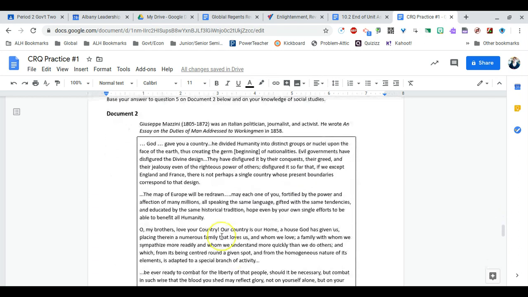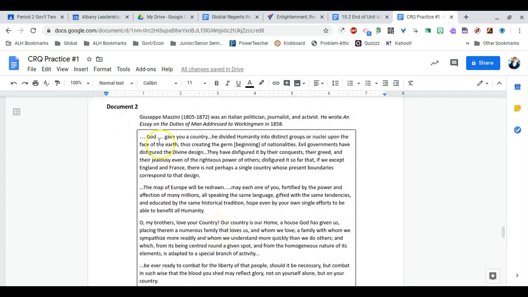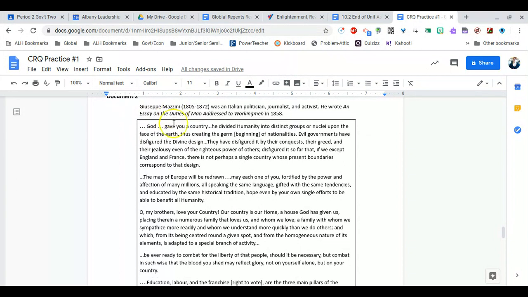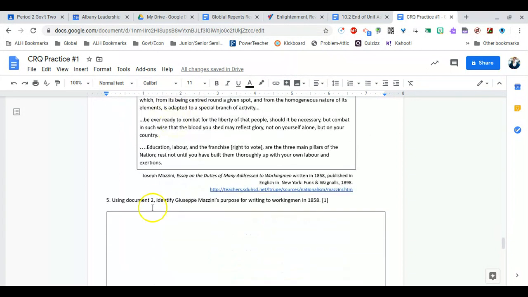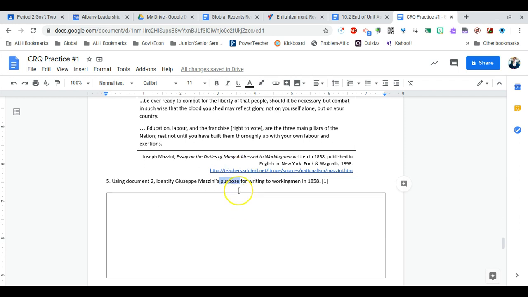In document number 2, we are looking at another letter by Giuseppe Mazzini, who, if you remember from your notes, was one of the leaders of the Italian unification. It says, identify Giuseppe Mazzini's purpose for writing to the workmen. So purpose is going over why. Why is he writing this? Why is he talking to workmen? Why does this exist? Again, point of view is talking about their opinion. Purpose is talking about the why. Why did they do this?